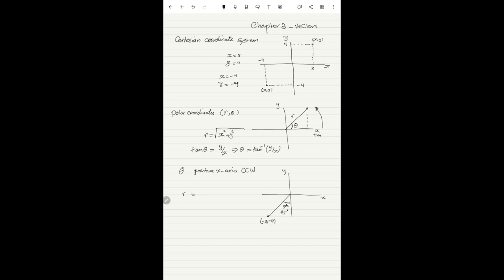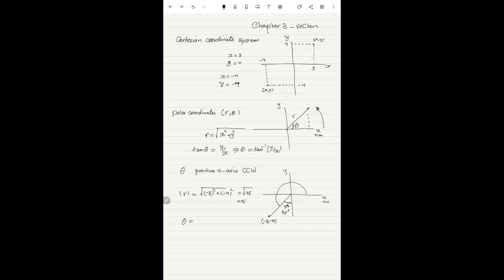So r in this case equals the square root of minus 3 squared plus minus 4 squared, which equals the square root of 25, equal to 5. So the magnitude of r equals 5 units. Now theta, as we mentioned before, is measured from the positive x-axis counterclockwise. So theta equals 270 minus 45 degrees, or equal to 225 degrees. So this is theta.